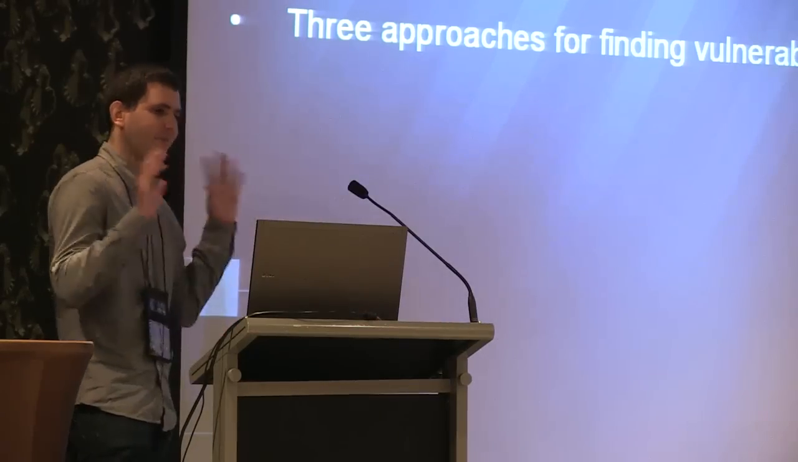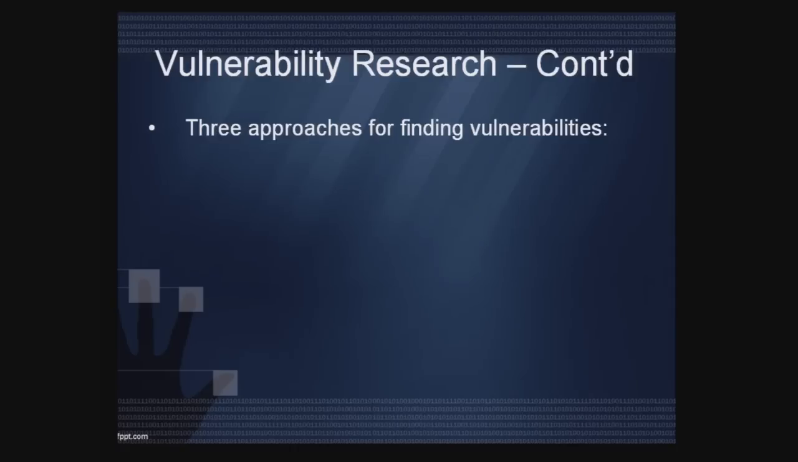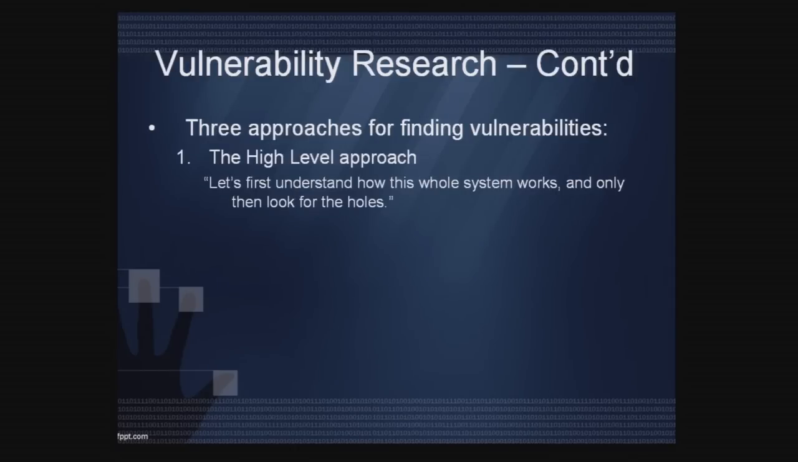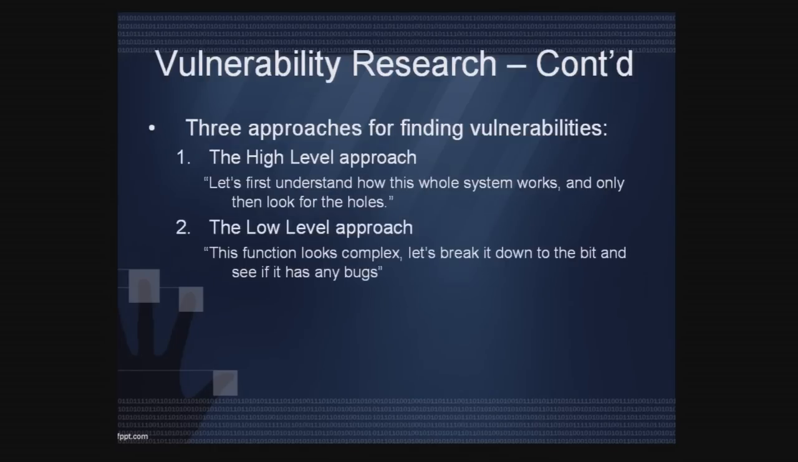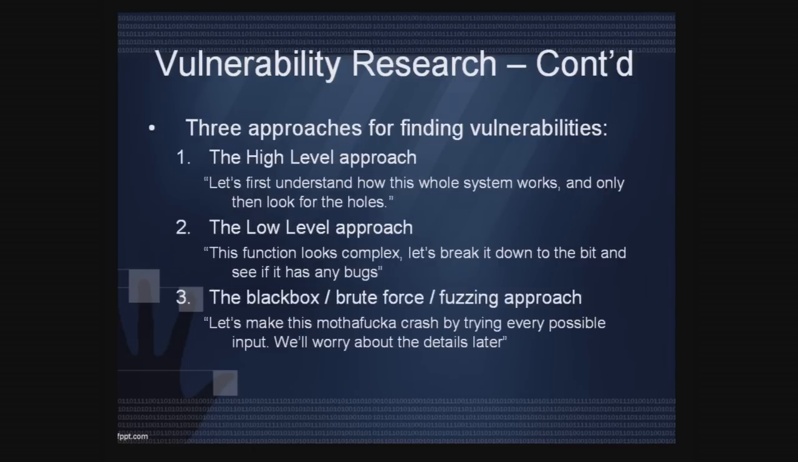I know very broadly three approaches for people when they go to research for bugs. There's the high level. It basically says, okay, let's understand how the system works from a high-level perspective, and only then try and figure out where the holes are. There's the low level, which is, this looks complex, let's reverse the hell out of it and then go from there. And the last one is black box brute force fuzzing. Let's make this thing crash and then go from there. I'm definitely number one.